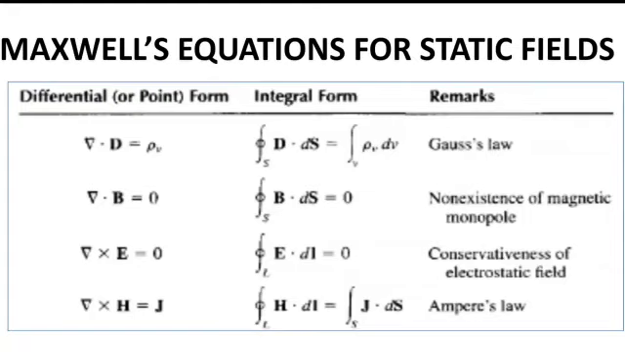Similarly, the second Maxwell's equation is del dot B is equal to 0. Integral over S of B dot ds is equal to 0. This implies that there is non-existence of magnetic monopole. So, no magnetic charge is isolated.